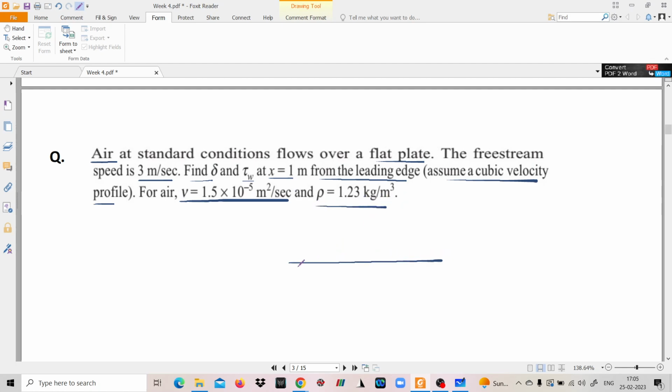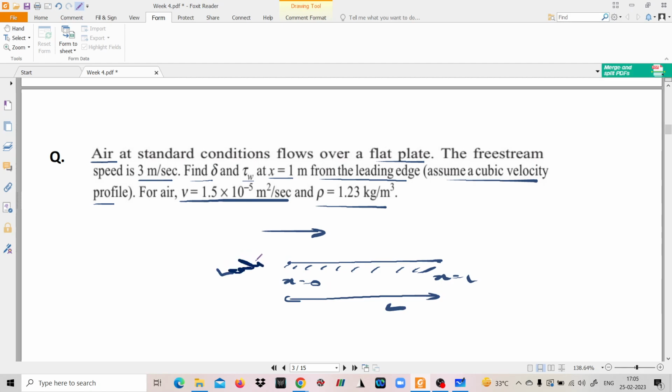See, if you are considering the flow over a flat plate, and this is the flow direction, this is x equal to 0 and this is x equal to L, where capital L is the total length of the plate. Then x equal to 0 is known as the leading edge and this is known as the trailing edge. At some distance where x is equal to 1, you have to find the value of boundary layer thickness delta and the value of tau w at that location.